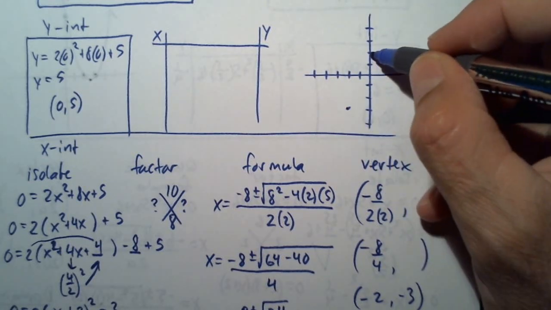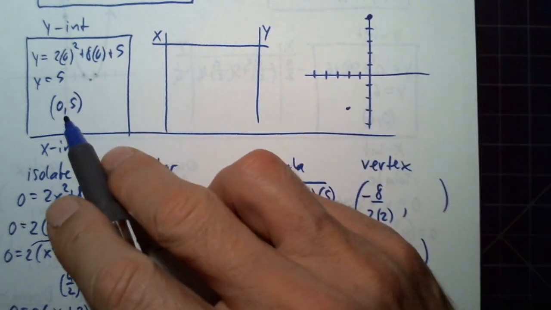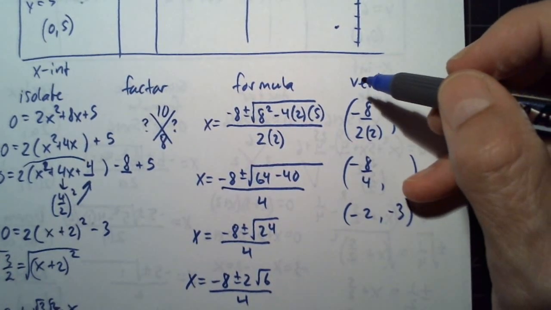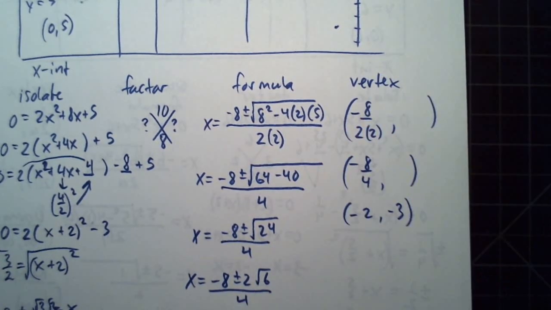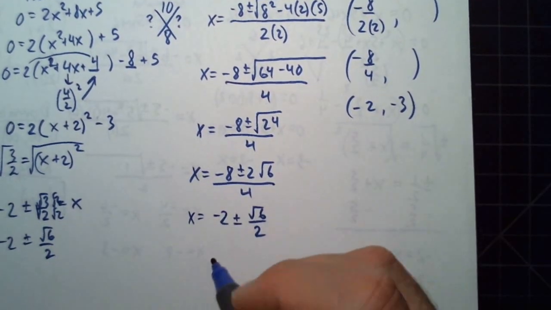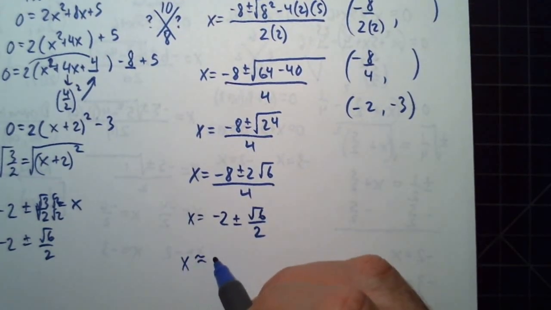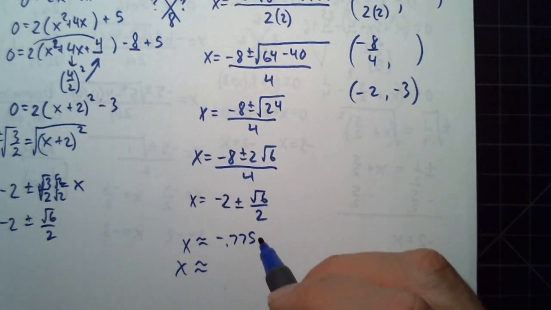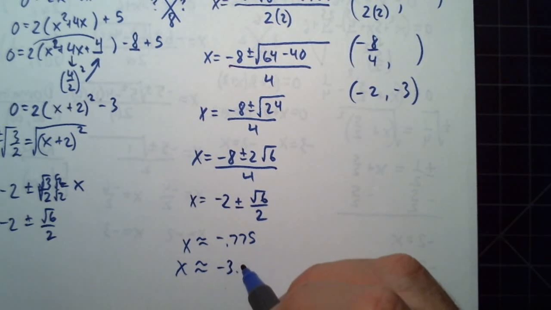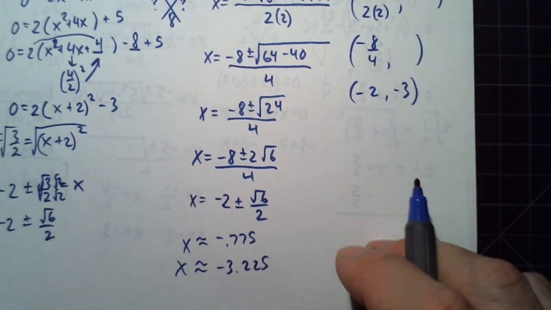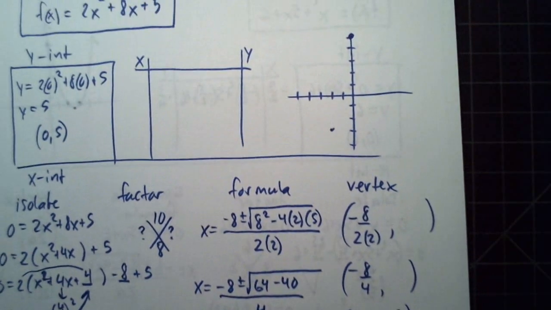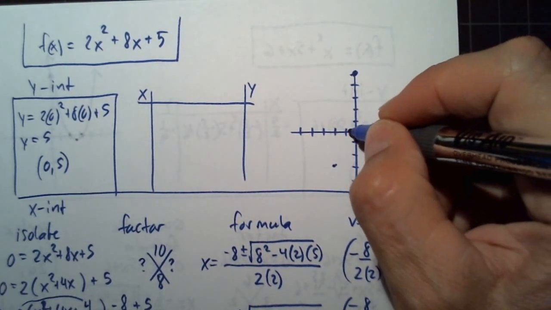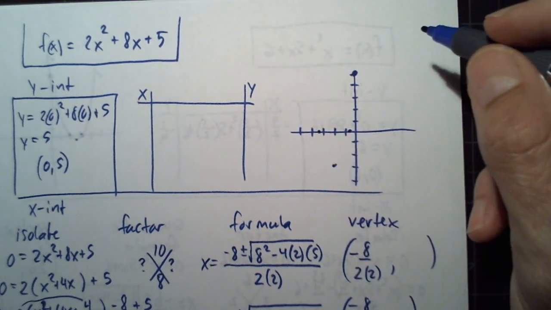We have 1, 2, 3, 4, 5. 0, 5 is the y-intercept, and then these, if we find decimal values of this, in order to graph, we need to know the decimals. So negative 0.775 and negative 3.225. That'll help us graph negative 0.775 and negative 3.225.